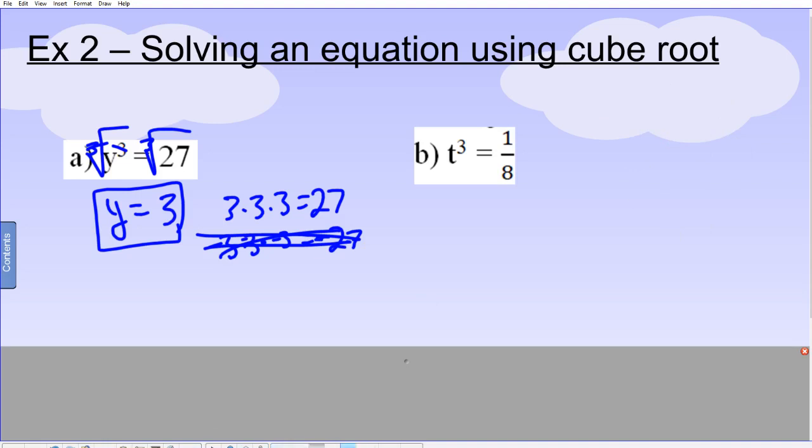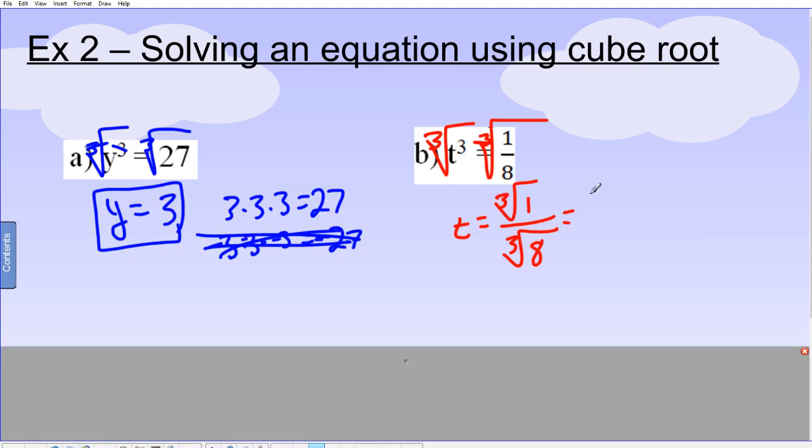Letter B. So here I have t cubed equals 1/8, so I'm going to cube root both sides. The cube rooting and the cubed cancel each other out, so I have just t equals. And on the other side, the cube root of 1/8. So I'm going to do the same trick I did with the square roots. I'm going to cube root the top and cube root the bottom, because I don't know what the cube root of 1/8 is. And so I can actually think of them as two separate pieces.